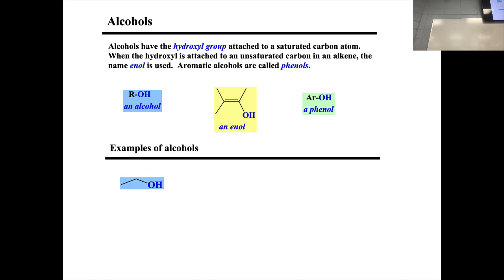Okay, so here's some examples. How would you name that, you think? CH3CH2OH. CH3CH2 is what kind of group? If you were naming it an alkyl group, it would be ethyl, right? That'd be an ethyl group. This could be ethyl alcohol or ethanol, okay?